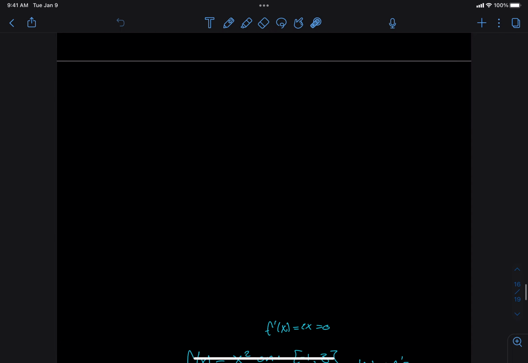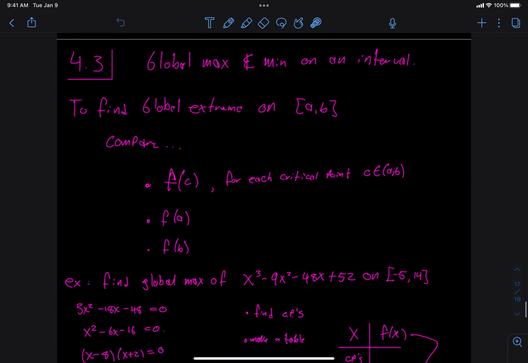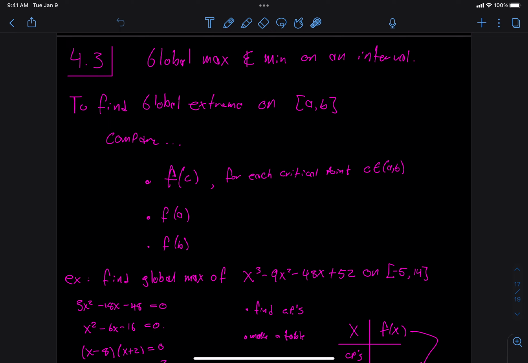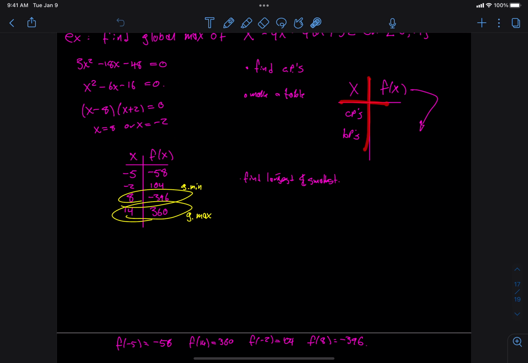And global max and min, okay, the only difference here is we don't really actually need the first and second derivative test. We just find all the critical points, find all the boundary points, and we put them in a table and we check, okay, what is the value of the function at the critical points and the boundary points, and you just look for the biggest and the smallest number. That's how you find global mins and maxes, okay?